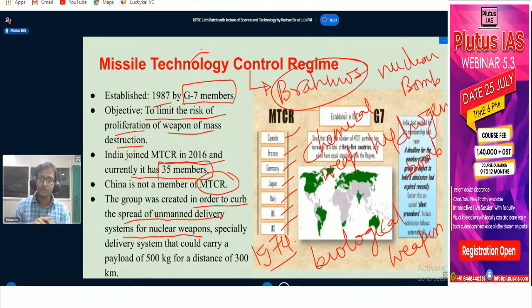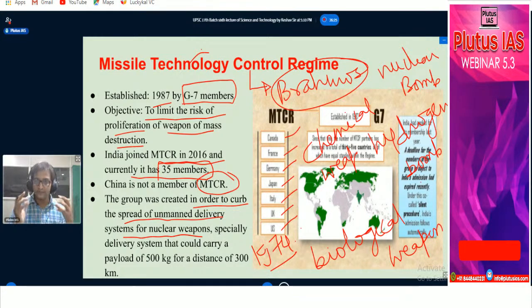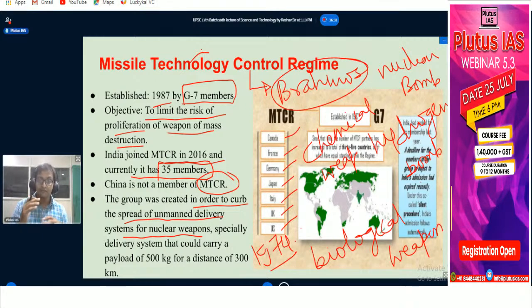without giving information to Canada. So after that, most of the countries came forward and formed the Nuclear Suppliers Group. Then we have the Missile Technology Control Regime. It is particularly for missile technology.